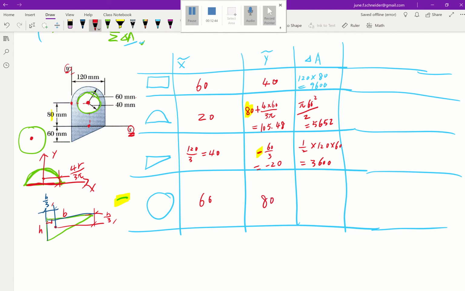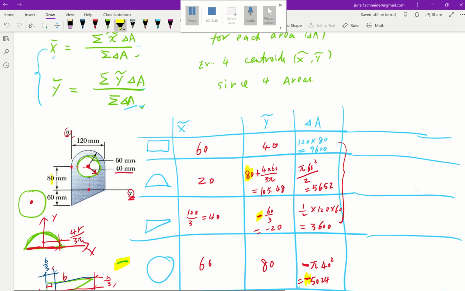And area, since all the above is positive area, this is going to be minus because it's carved out. That area is πr², and r here is this r that happens to be 40. Then put into calculator, 1600 times π. Then we have 5024. And again, don't forget, it's a negative value. Make a note, that's very important.